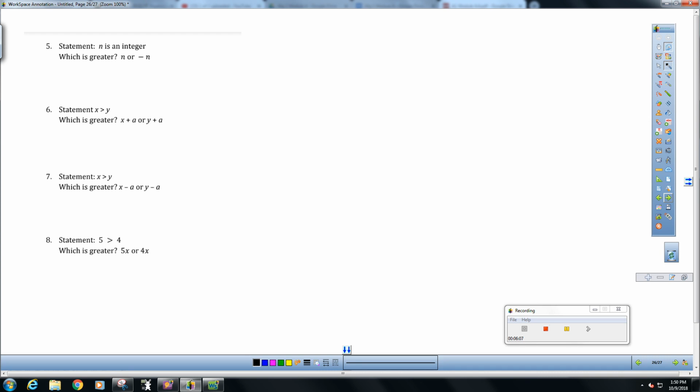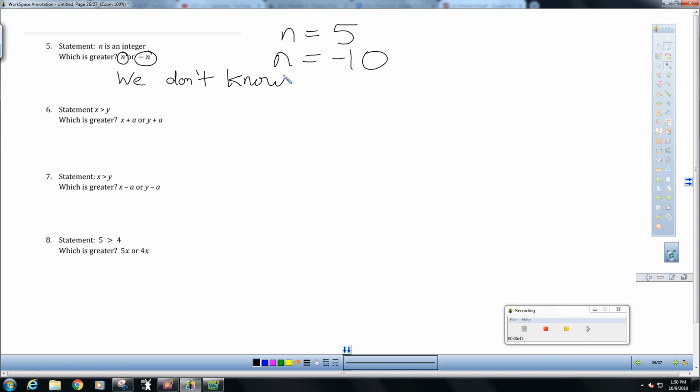n is an integer. What are the integers? Positive or negative? So n can be any whole number, positive or negative. What if n was 5? Which one would be greater? n. But what if n was negative 10? Then which one would be greater? Negative n. So the answer is, we don't know. That happens sometimes. Okay? Alright.